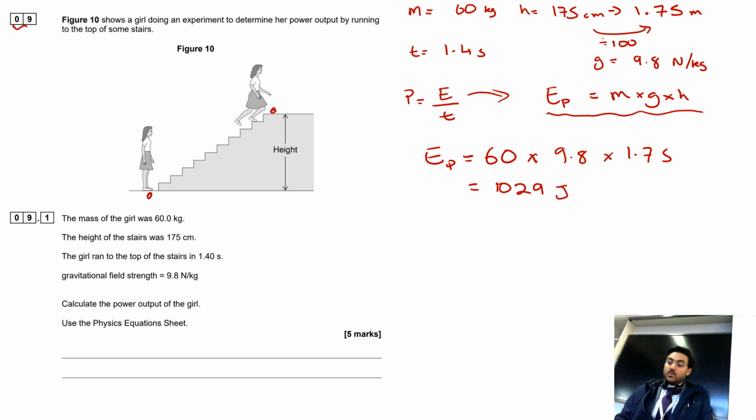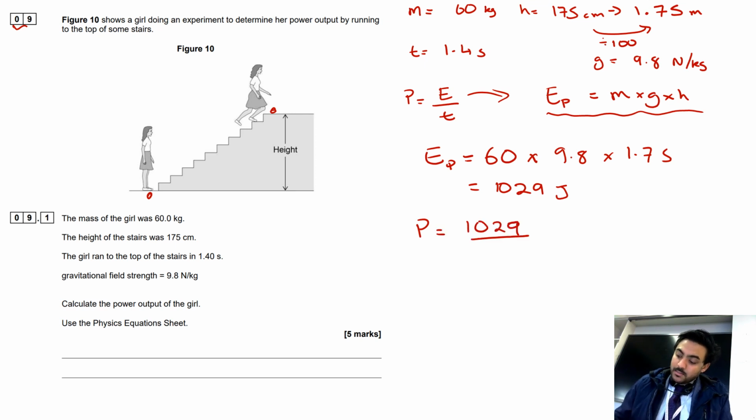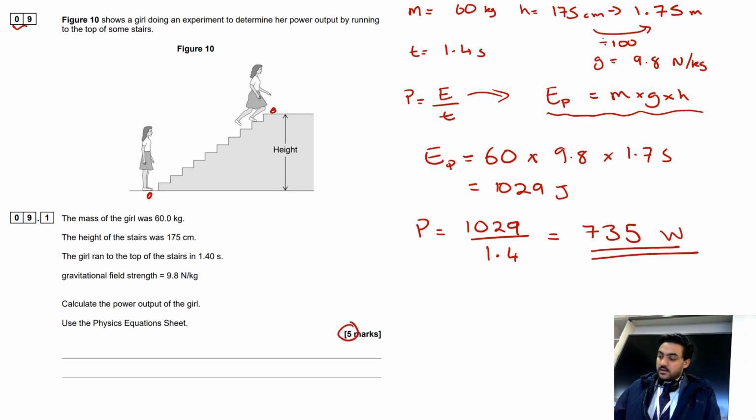Fantastic. Now that we know how much energy is transferred, we can substitute that number into our power equation. Power output is 1029 divided by the time taken, which is 1.4 seconds, which equals, and I've already done this on a piece of paper, 735 watts. Fantastic. That should get you 5 marks.